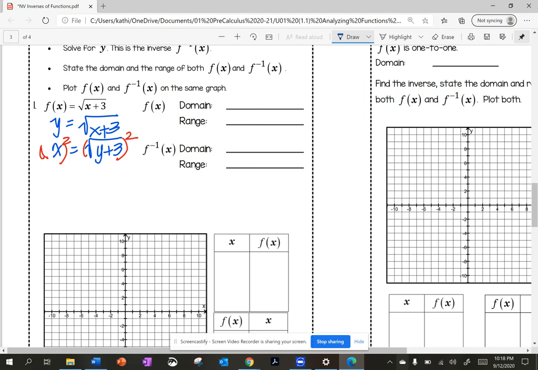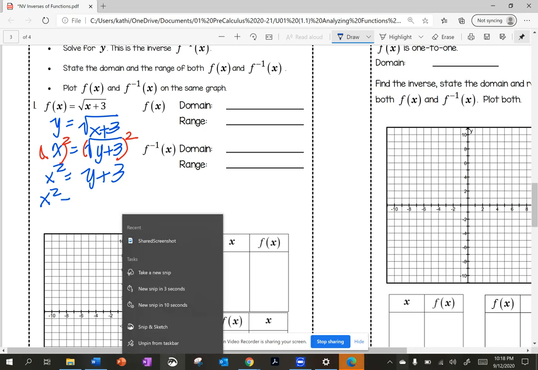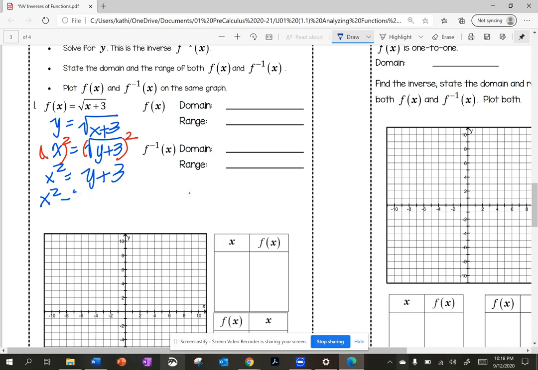So now I have x squared equals y plus 3. I'm going to subtract 3 from both sides. So I get x squared minus 3 equals y, and my new y is my inverse. So I replace y with the inverse of the function equals x squared minus 3.